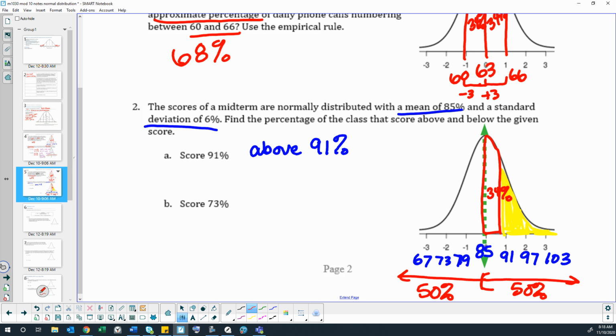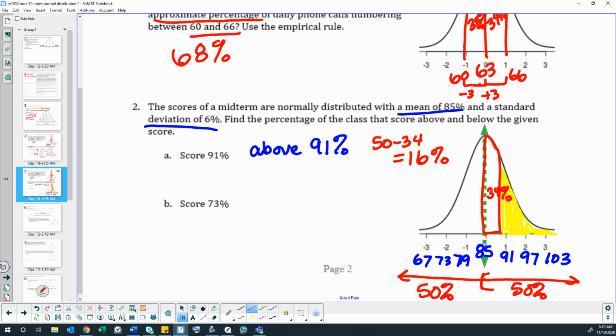How can you use the 50 half bar graph and the 34 from the empirical rule to find the yellow part? Subtract it, right? So above 91% would be 50 minus 34, which would be like, what is that, 16? So 16% of the class theoretically got above a 91%.